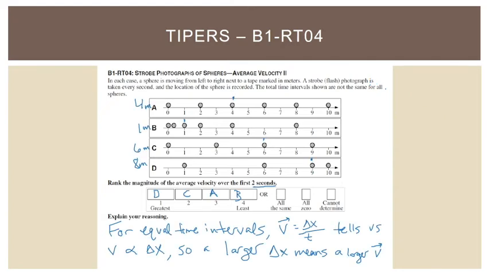So what I wrote here was I filled in the displacements, and then I ranked them in terms of the displacements. D had the largest displacement, then C, then A, then B. And what I wrote here is that for equal time intervals, the equation velocity equals delta x over t tells us that the velocity, let me put the arrow over that velocity, is directly proportional to x. So a larger delta x gives me a larger velocity.